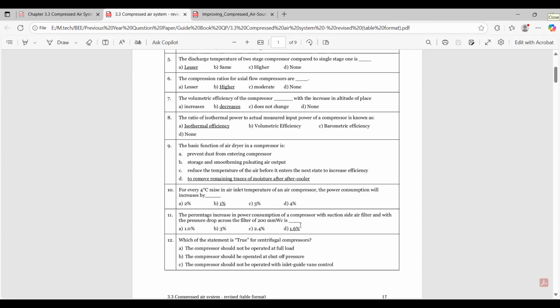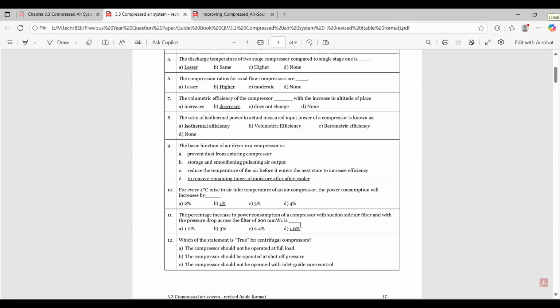Which statement is true for a centrifugal compressor? The compressor should not operate at full load. It is false because the compressors are designed for continual operation. So they are not load-unload type compressors. They are designed for full load. The compressor should be operated at shut-off pressure. That is the wrong statement, because the compressor should operate near the unload pressure.